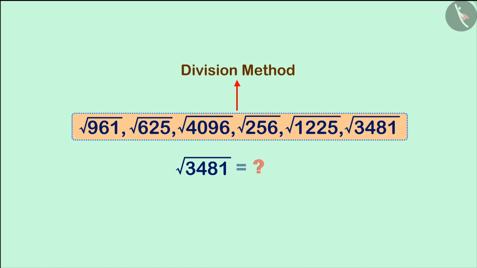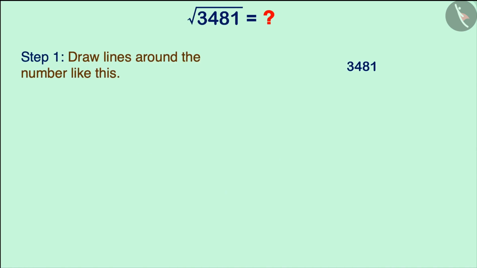For example, take the number 3481 and let's try to find its square root by the division method. We will use this method in various stages. First, let's draw lines like this. We will place the dividend here, the divisor here, and the quotient here.